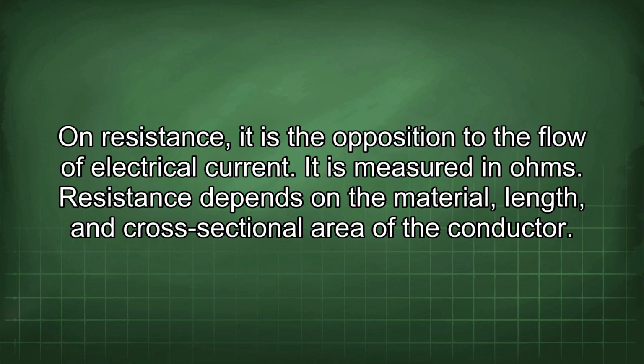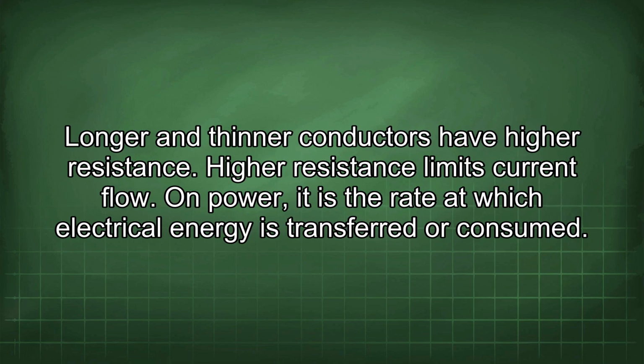On resistance, it is the opposition to the flow of electrical current. It is measured in ohms. Resistance depends on the material, length, and cross-sectional area of the conductor. Longer and thinner conductors have higher resistance. Higher resistance limits current flow.